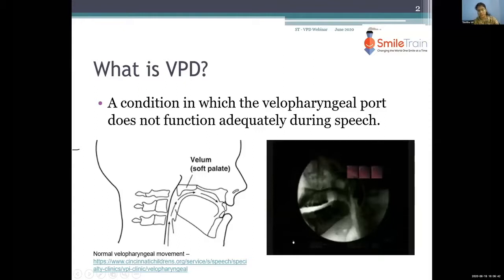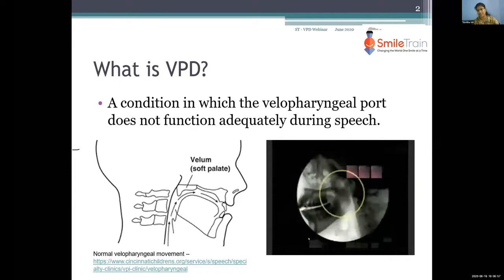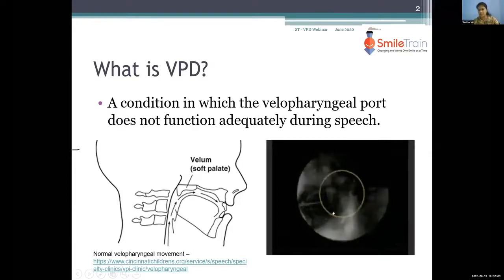This is just a small video fluoroscopic clipping. I have purposefully muted this so that I can talk simultaneously, but you can just visualize here is where the velum is sitting, and you can see the way the velum goes and raises against the posterior pharyngeal wall with a very beautiful knuckle touching against the posterior pharyngeal wall. So that pattern of closure is very essential.